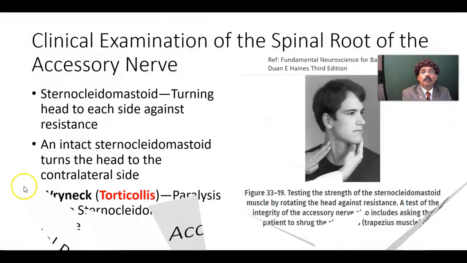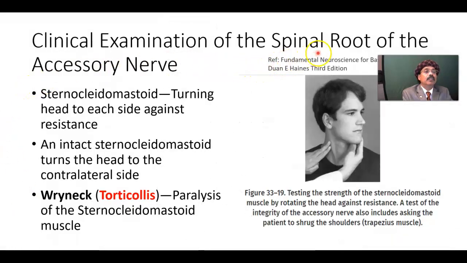Now, clinical examination of the spinal root of the accessory nerve. How can we do it? We have two muscles. One is the sternocleidomastoid muscle, which is innervated by the spinal root of the accessory nerve. Another one is the trapezius muscle, which is also innervated by the spinal root of the accessory nerve. How can we test the sternocleidomastoid muscle? By turning the head to each side against resistance.